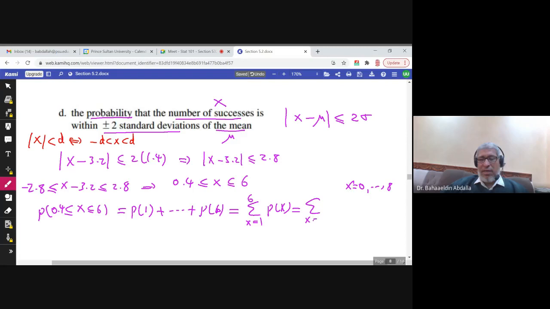And then I write the definition of P(x), which is nCx times p, which is 0.4 to the power x, times 0.6 to the power 8 minus x. And I use the calculator and I find this probability.